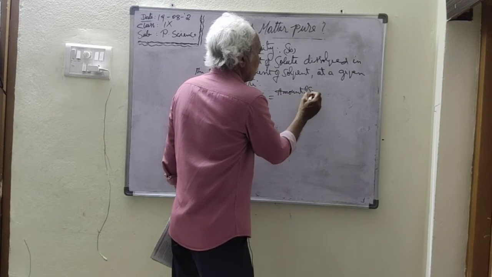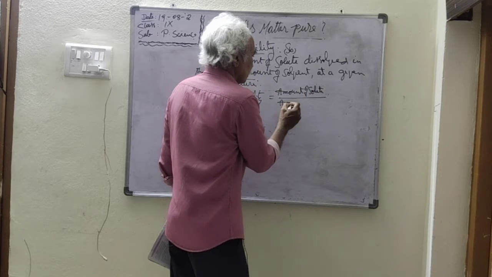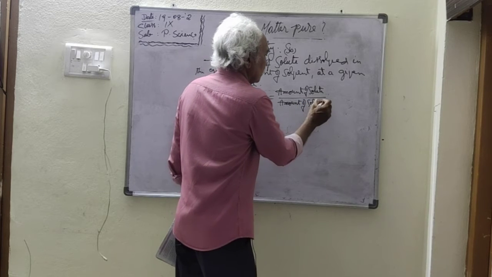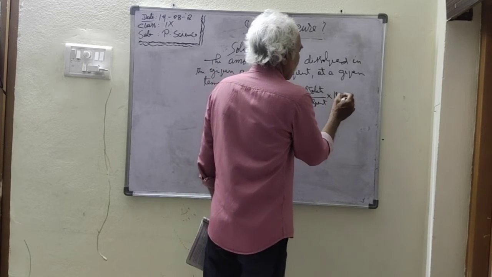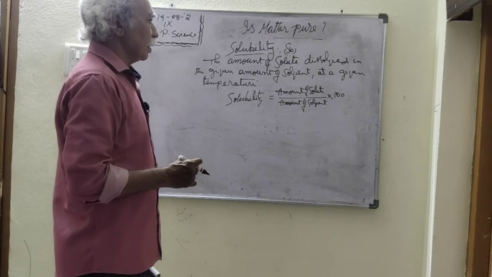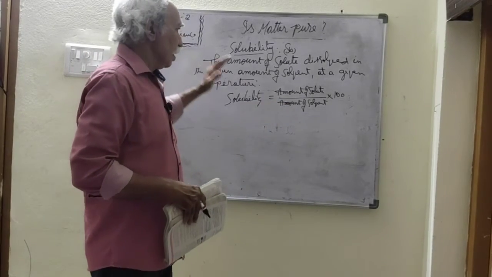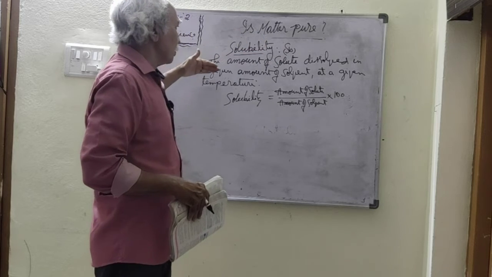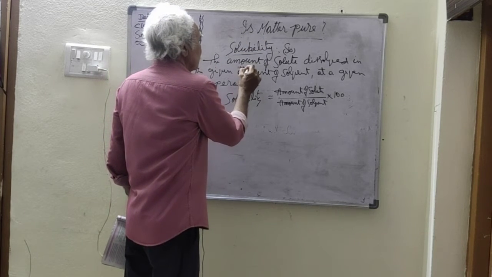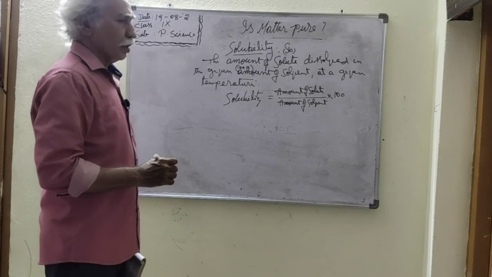Solubility is equal to amount of solute by amount of solvent into 100. Solubility is the amount of solute dissolved in 100 gram solvent at a given temperature.